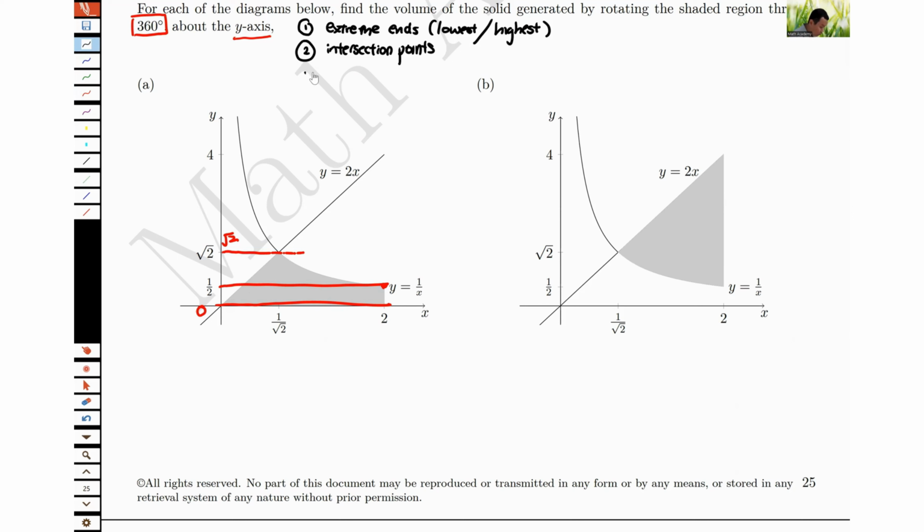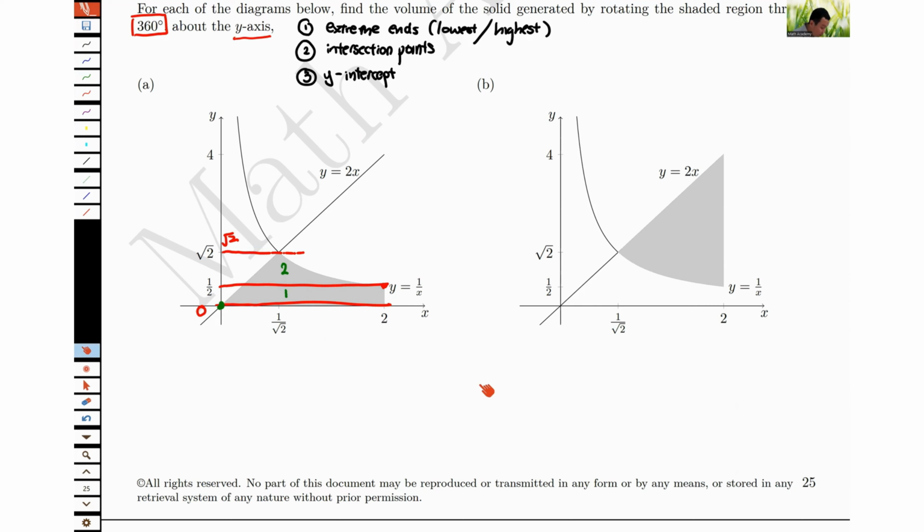And number 3, you would like to look for any y-intercept. Okay, so there are two regions. This is number 1, this is number 2. Y-intercept, we don't need to further take care of it because there's already a cutting here. This is our lowest point.